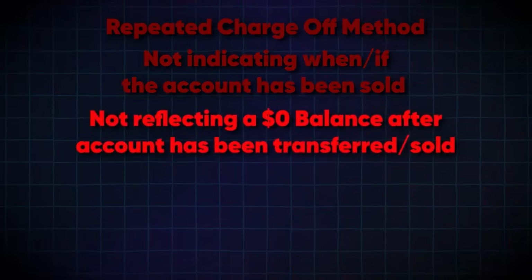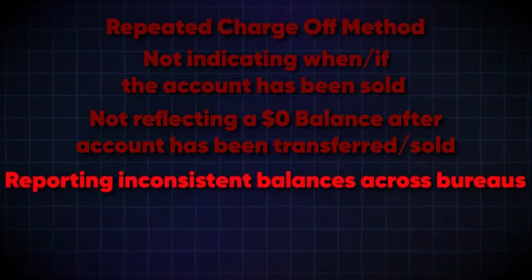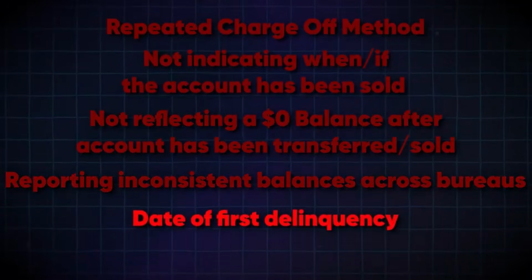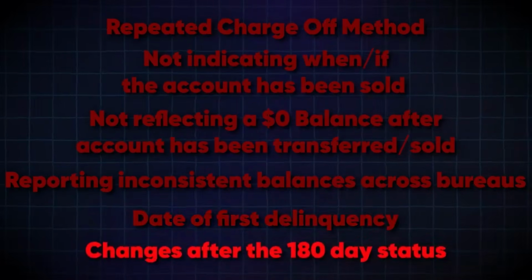Not reflecting a $0 balance after the account has been transferred or sold, that's double jeopardy. If you're reporting inconsistent balances across all 3 bureaus, that's misinformation. There's also the date of first delinquency. That would be illegally changing the account to reflect the wrong date. There's also changes after the 180-day status of a charge-off.